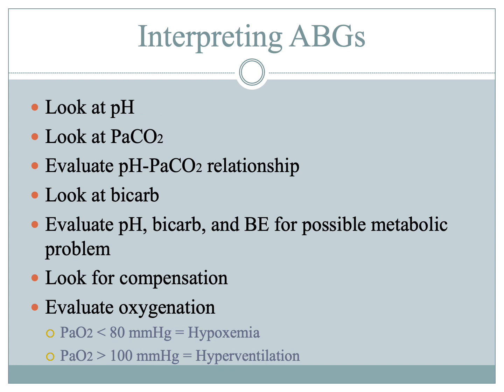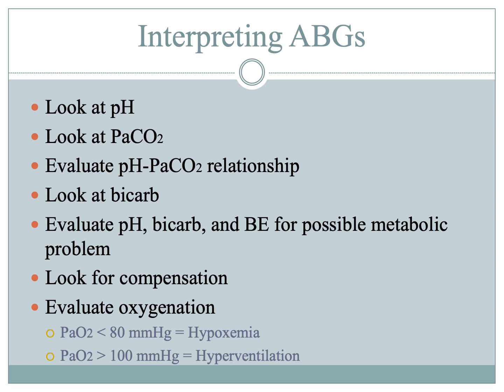So the first thing you're going to do is to look at the pH and see what that is. That will tell you whether it's acid or base. Then you're going to look at the PaCO2. That's going to tell you whether it's respiratory or metabolic, because if it's high, you've got a respiratory acidotic problem.